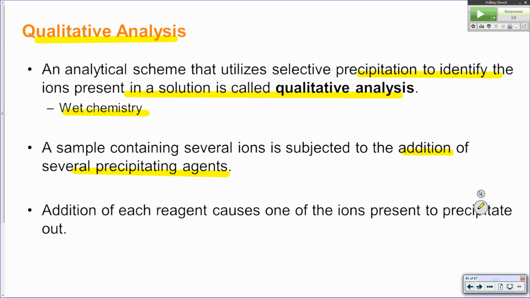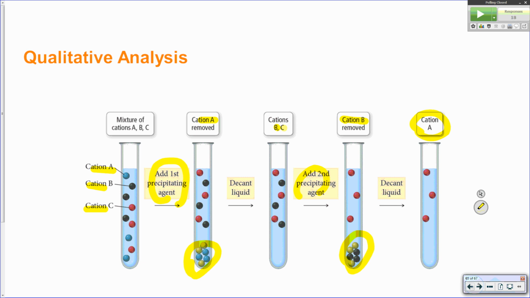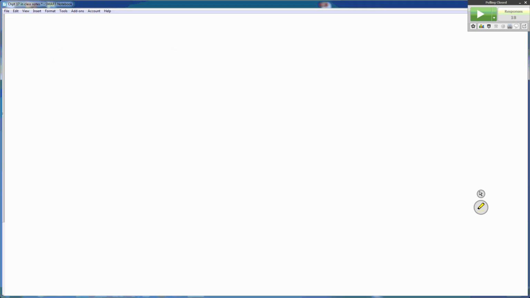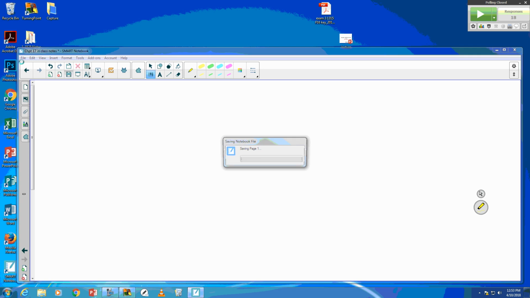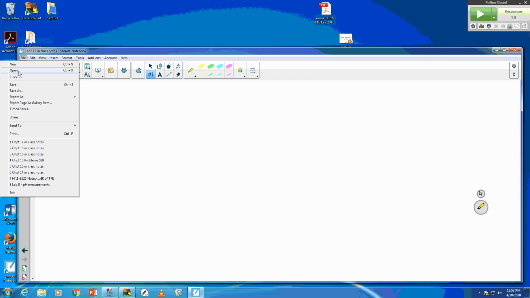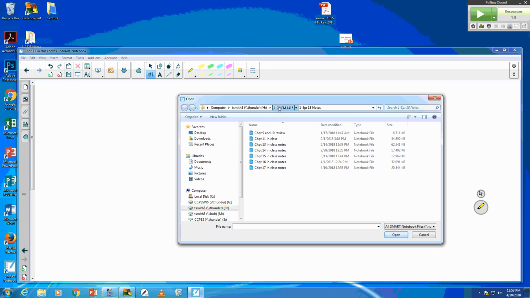Oh, my page is missing. No. Okay, we're getting that. I'm going to open up my last year's notes. I know that page is here.